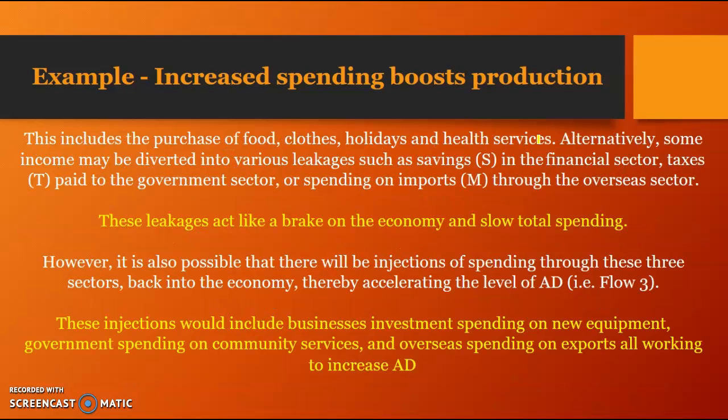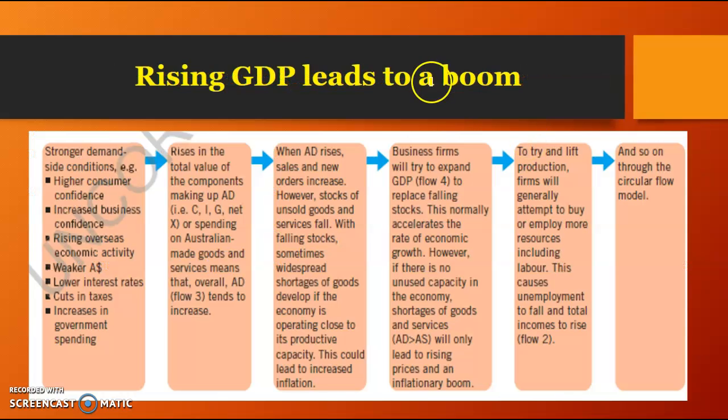Basically, if we talk about increased spending, so if there's increased spending on food, clothes, holidays, health, etc., then that will lead to an increase in injections relative to leakages and help to boost the economy and increase economic growth. So, for example, if there's a sudden increase in aggregate demand, so if any of these factors occur, that leads to an increase in C, I, G, or X.